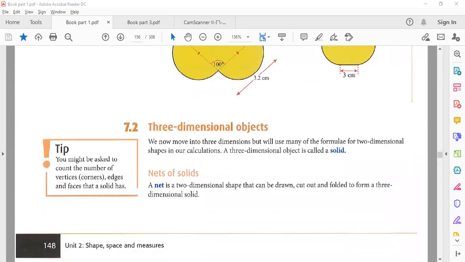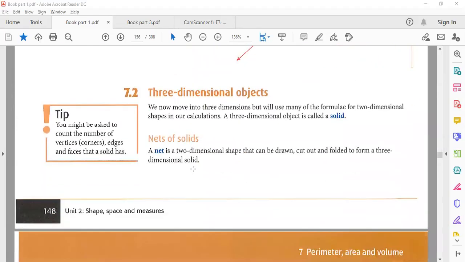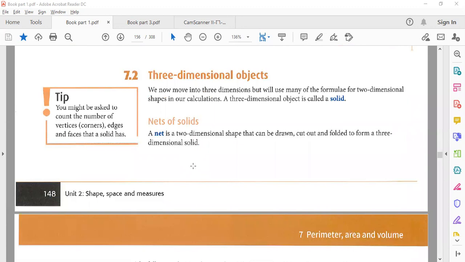So today we will discuss a new topic, that is 7.4. The topic name is three-dimensional objects. These are called solid objects that you can see mostly in your real life, like boxes, like tables, all these things that have three dimensions.